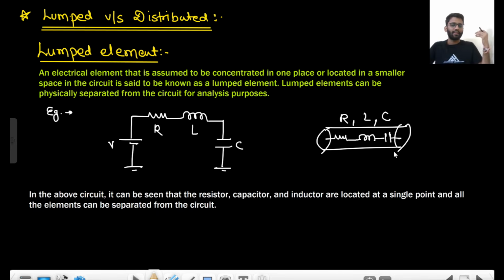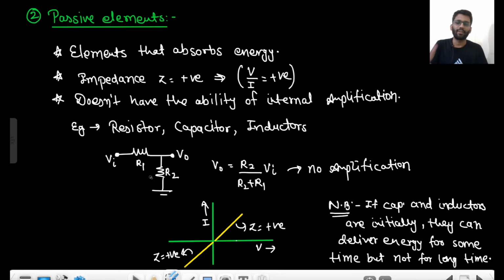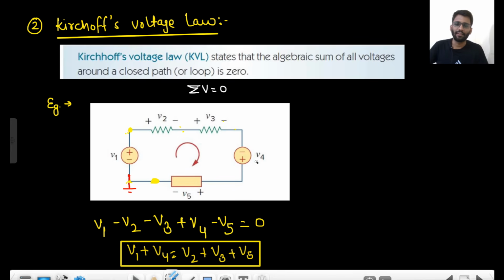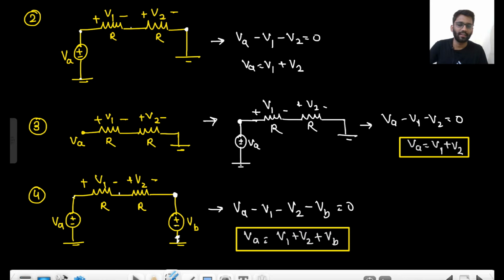So you can distinguish: this is the portion of R, this is the portion of L, this is the portion of C. This is what I have written, that it is concentrated in one place or located in a smaller space in a circuit. Lumped elements can be physically separated from the circuit for analysis purposes. You can separate the resistance, the inductance and the capacitance. These are called lumped elements. Whatever circuits we have seen so far, resistor and so on, are all lumped elements.